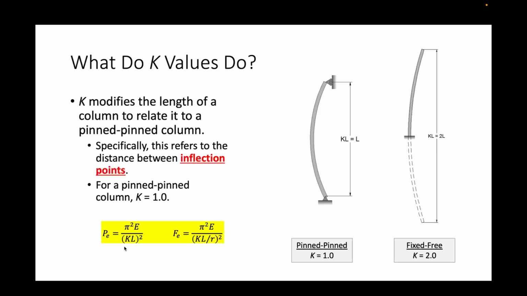So I propose that if we use this as the baseline, because this is what our solution is based off of, for a pinned column, we'll take our K value to be 1, but for, say, a fixed-free column, fixed on the bottom, free on the top, we'll take our K value to be 2, okay? And so basically, instead of pi squared E over L over r squared, it's pi squared E over KL over r squared, okay?